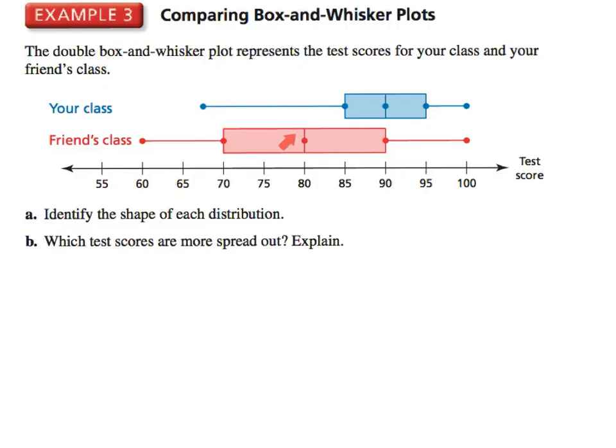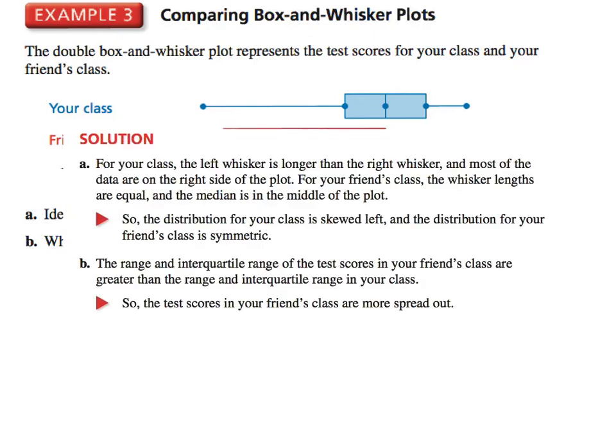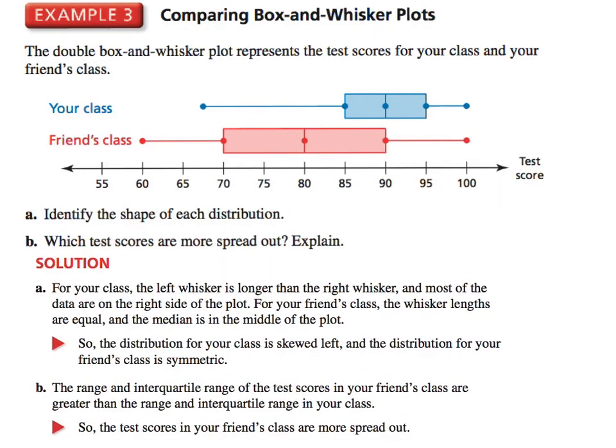So if we're looking at example 3, the double box and whisker plot represents test scores for your class and your friend's class. A, identify the shape of each distribution. B, which test scores are more evenly spread out. Well, which shape of distribution are we talking about? Skewed left, skewed right, or symmetric? Well, if you look at your class, the whisker on the left is longer. So, because the whisker on the left is longer, this data would be skewed left. And the distribution for your friend's class, right here, it's symmetric.